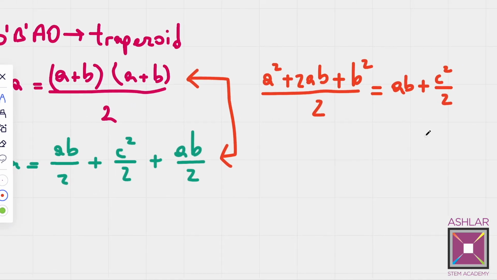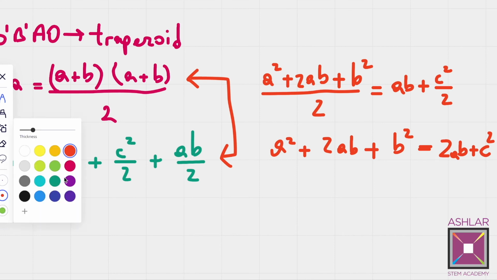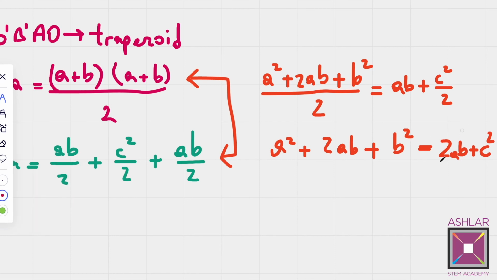Okay. So I can simplify it by multiplying with 2 both sides. So this is simply equal to a squared plus 2ab plus b squared is equal to, so multiplying by 2, 2ab plus c squared. So we see something really nice here. So 2ab and 2ab, they cancel each other out. So in the end, what we have is a squared plus b squared is equal to c squared.